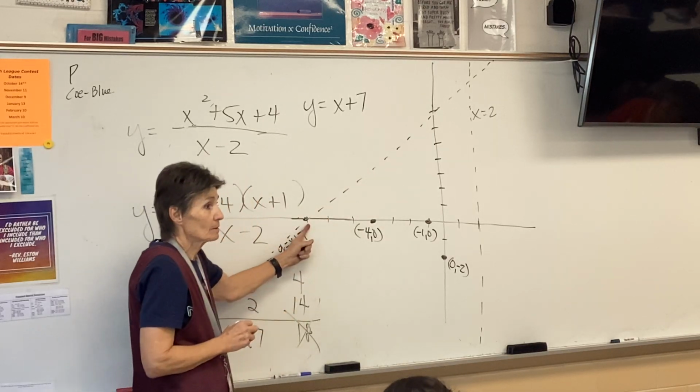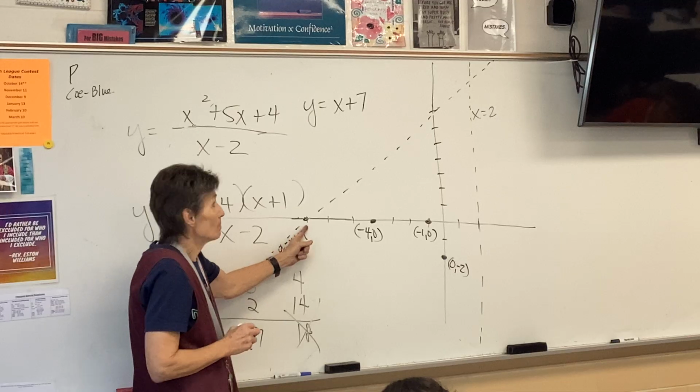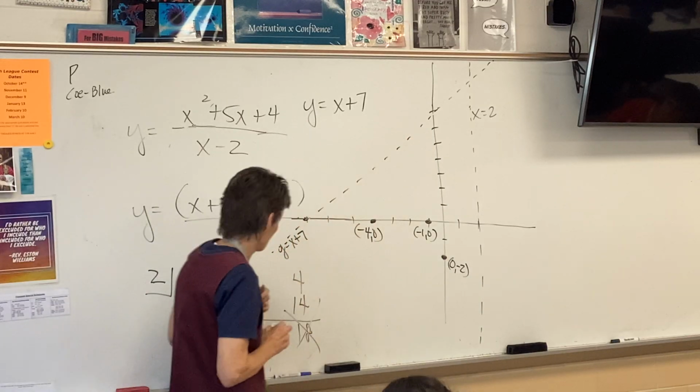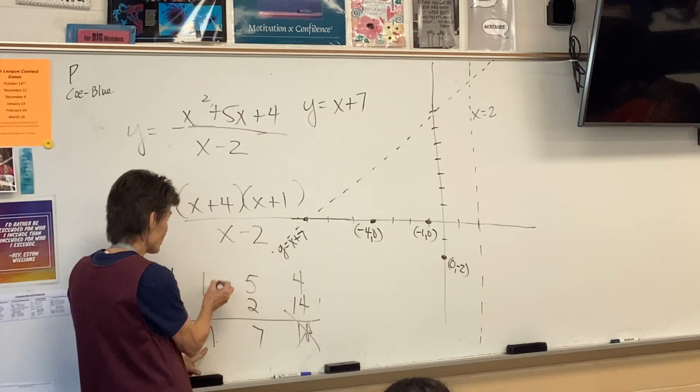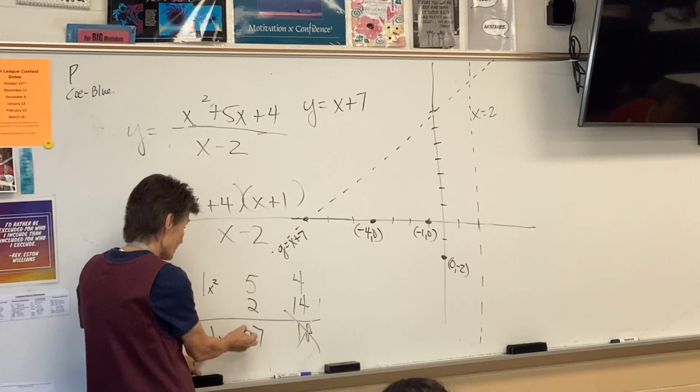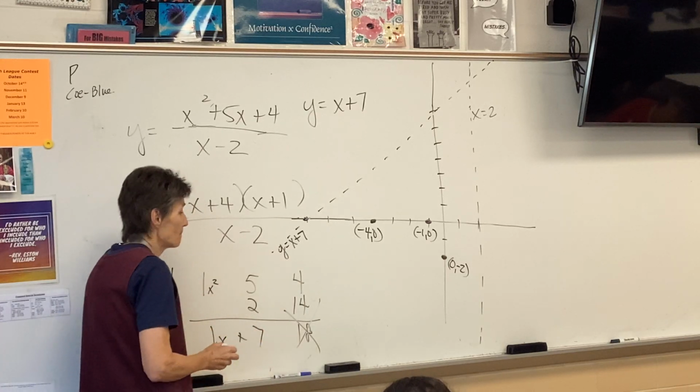Negative 7. Because I can, what? The 7 is just taking the second one. This is x squared, Yeah, so this is x plus 7. yeah. Yeah. That's what.